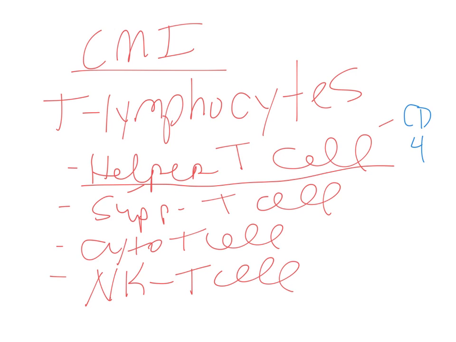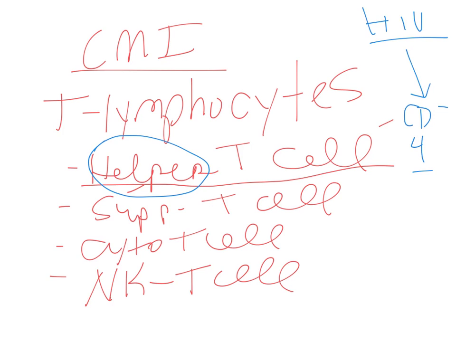And they secrete a cytokine that can enhance the activity of other white blood cells. So that's why they're called helper, because they can enhance the activity of other white blood cells. And the reason that we note this is the fact that the HIV virus likes the CD4 cell. It can attack it, and it can kill it and take it over.